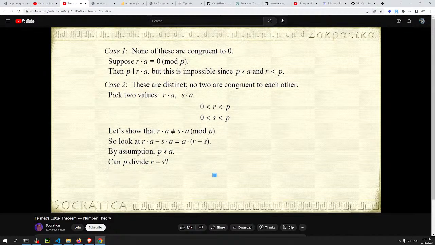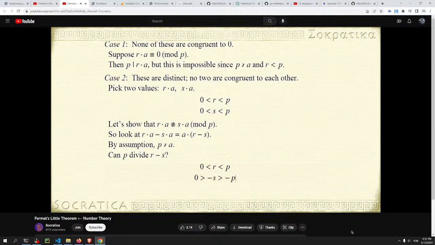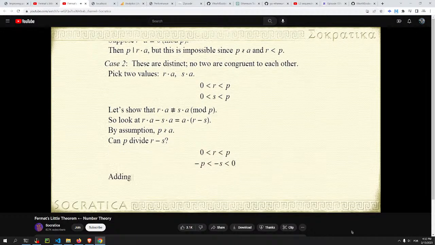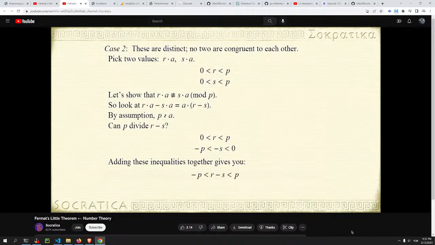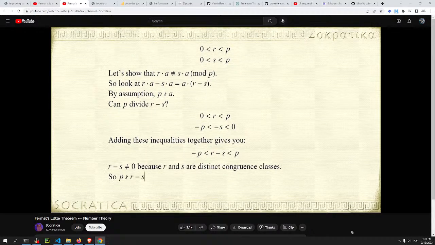Well, let's go back to our inequalities. We have 0 less than r less than p, and let's multiply the second inequality through by -1. That gives us 0 is greater than negative s is greater than negative p. Let's flip this around so the inequalities line up. That gives us 0 is less than r is less than p, and negative p is less than negative s is less than 0. If you add these two together, you get negative p is less than r minus s is less than p. Now, r minus s cannot be 0 because we picked two distinct numbers, and they're between negative p and p, so it cannot be a multiple of p. The only multiple in that interval is 0, and because we picked distinct numbers, r minus s is not 0.